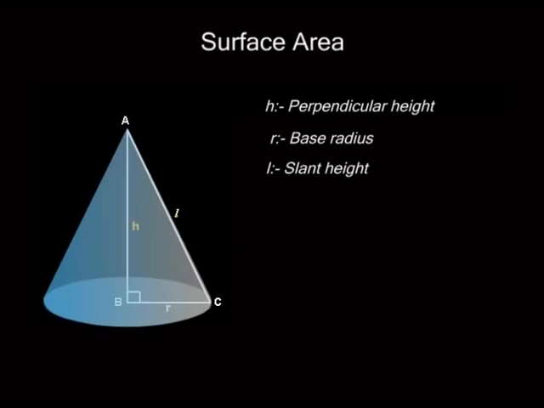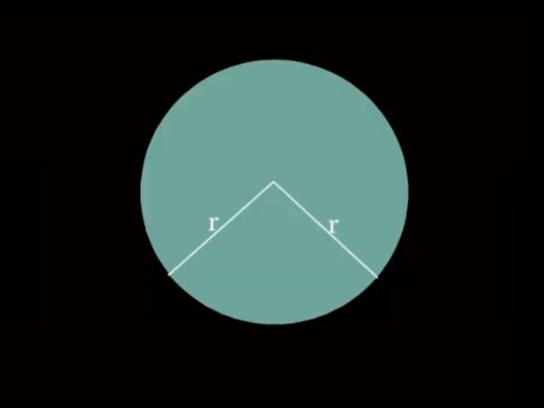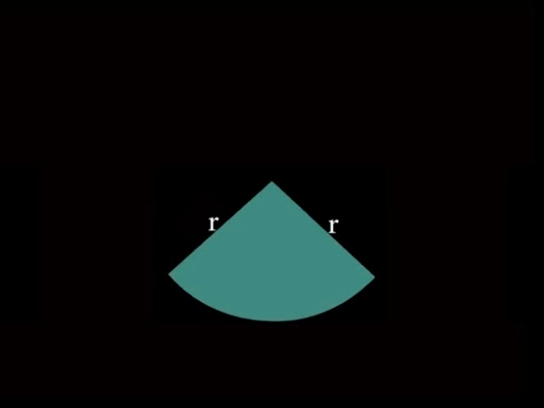According to Pythagoras' theorem, h squared plus r squared is equal to L squared. The total surface area of a cone is equal to the area of the curved surface plus the area of the circular base. The curved surface area of a cone is obtained from the sector of a circle. We have learned about the sector of a circle. A cone is formed by bringing 2 radii so that they coincide with each other side by side.